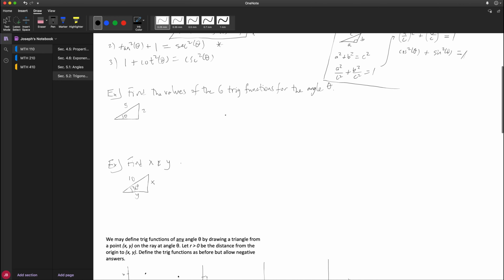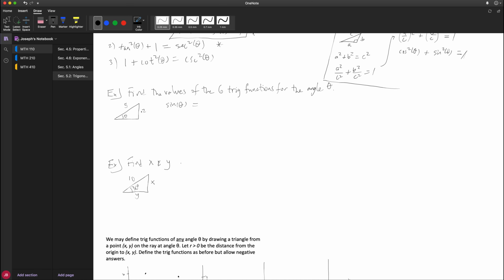All right, so now what we're going to do is use this, either the Pythagorean identity or whatever you like, to find the trig values of all 6 trig functions. Well, I think we can already find the sine of theta.